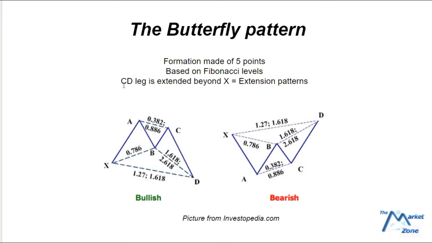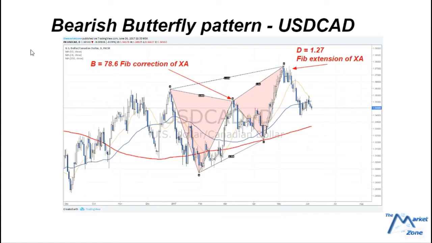The difference is that the CD leg is extended beyond X. You can see here in the bullish formation that D is below X, and in the bearish formation that D is above X. That makes butterfly patterns extension patterns. Here you can see a bearish butterfly pattern that was found on USD CAD, and that's the daily chart. That's a daily bearish butterfly, and this bearish butterfly generated a move of about 400 pips in USD CAD and it hasn't reached the final target zone yet.